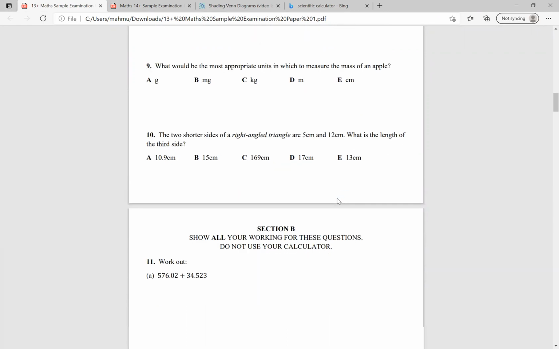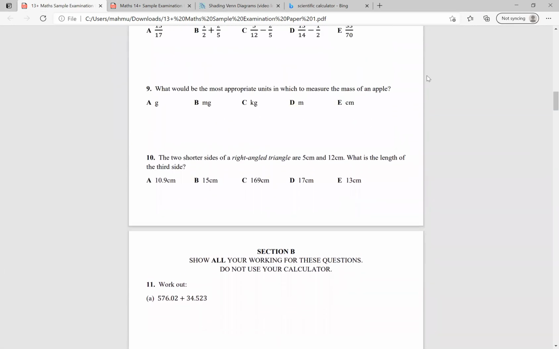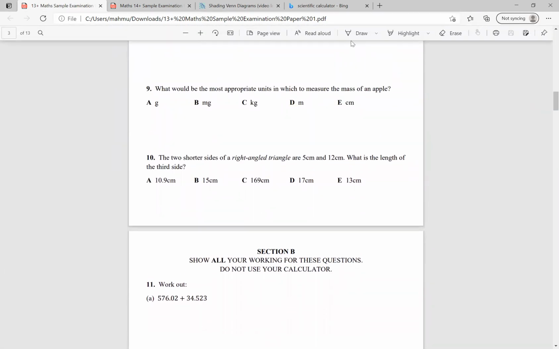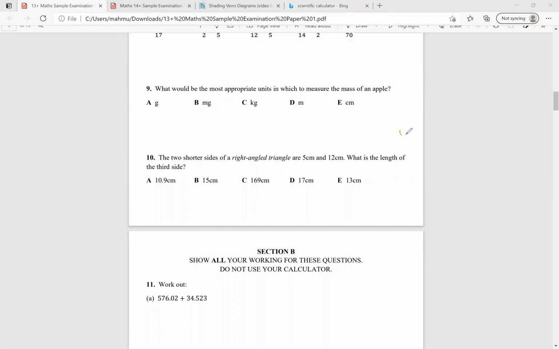So this is basically C squared equals A squared plus B squared. So your A is 5, your B is 12. Put them in, square root it, and the answer is C. C is 13. Remember, C should always be bigger than A and B.